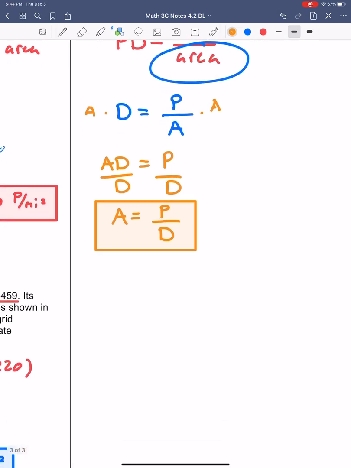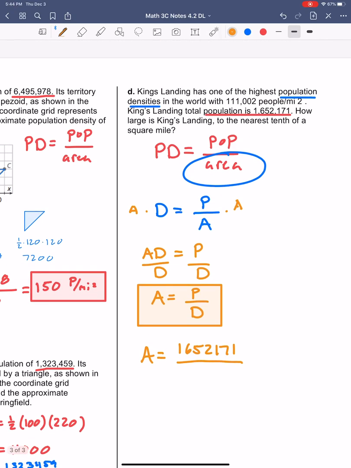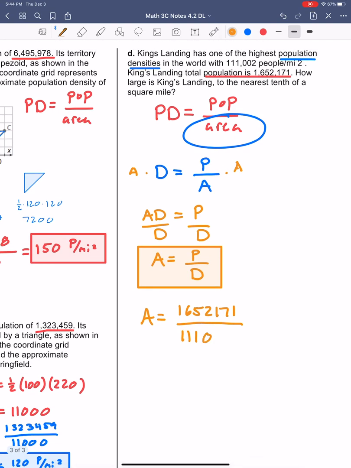And now I can solve for area because I already know, looking at my word problem, right? I already know that our population is 1,652,171, and our population density is 111,002 people. And so then I can go ahead and divide those two things, and I'm going to end up with 14.9. This is miles, square miles. So just a little bit different there because we were solving for the area instead of the population density there.